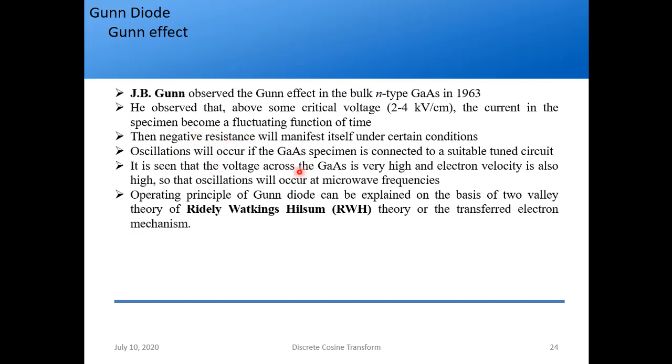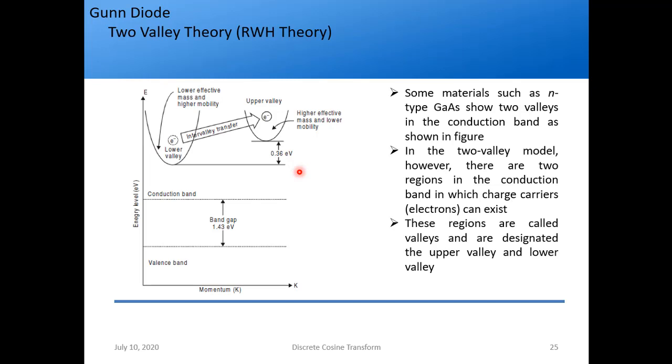So this is understood with the help of RWH theory or two valley theory. You see this diagram, we have a lower valley and an upper valley. What happens in the lower valley is the mass is low. Because of this, we have a high velocity or mobility, and the mass here is higher as compared to this, so the mobility here is less, and there is a band separation of 0.36 electron volts of energy. So that is what is given here.